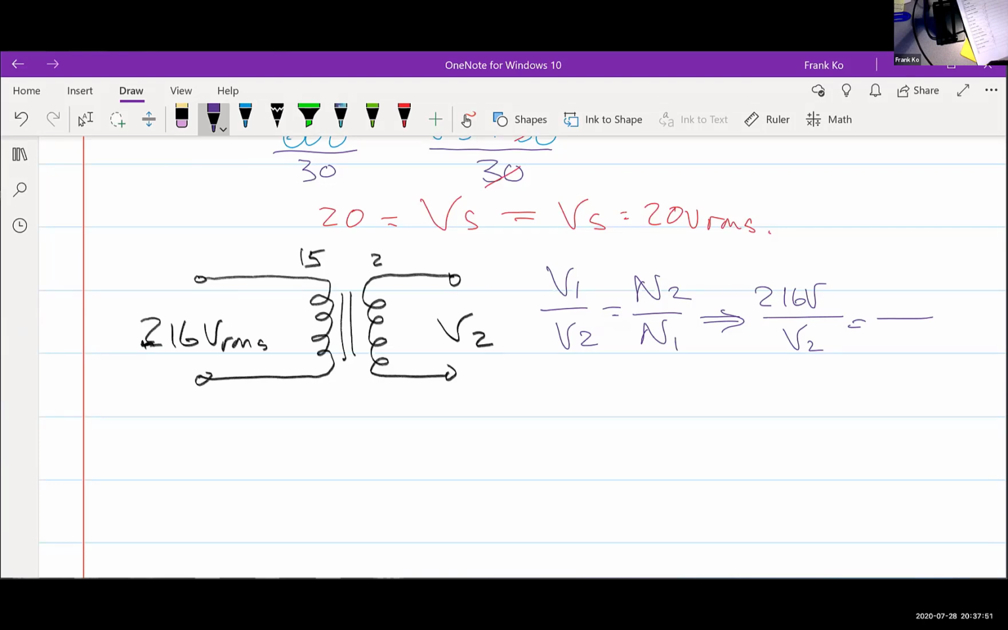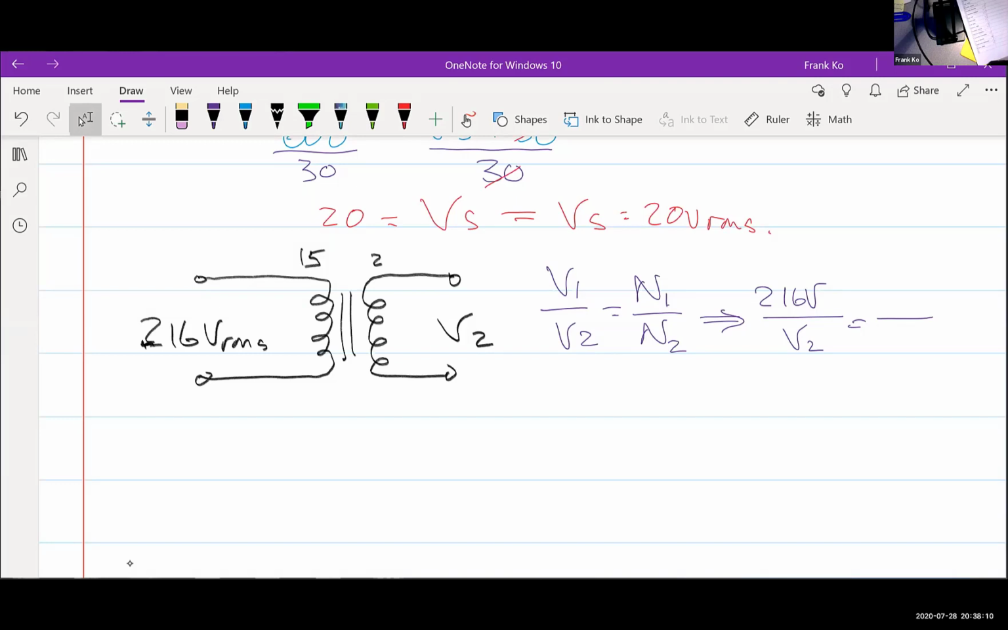Oh, I wrote this wrong. My dyslexia. I'm sorry. I apologize. I got dyslexic on us. Okay. V1 over V2 equals N1 over N2. I spoke it correctly. I did not write it correctly. Sometimes it creeps in. Sorry.